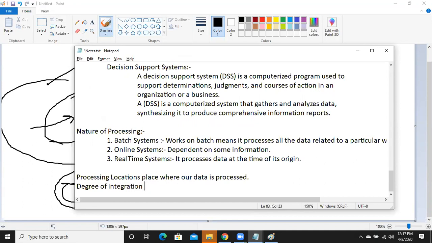Degree of integration is basically the number of systems which are processing our data. This is all about the degree of integration. The number of systems processing our data is known as the degree of integration.